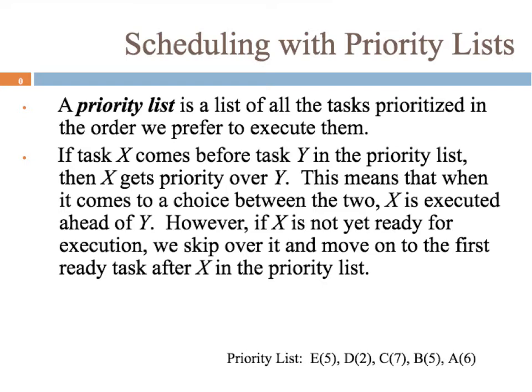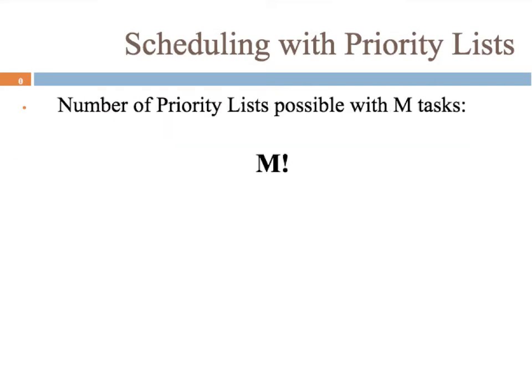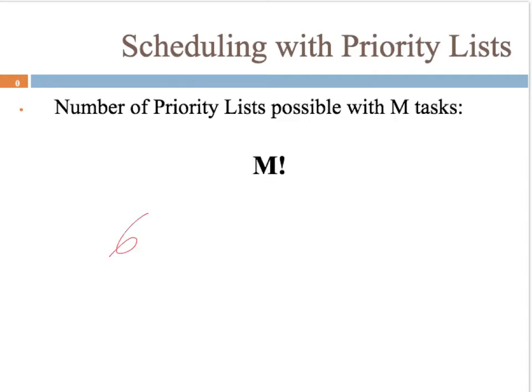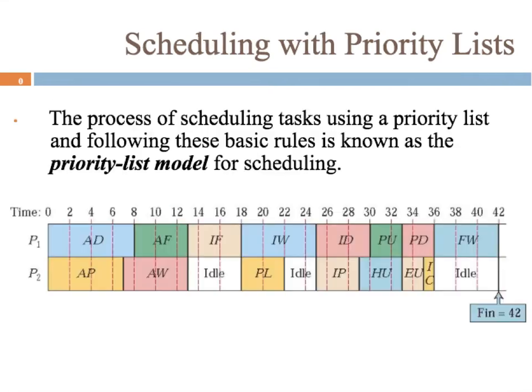Now, if X is not ready for execution, we're going to skip over it and move on to the first ready task after X in the list. The number of priority lists possible just comes from the number of tasks factorial. So say we had something like 6 tasks to be completed. That would just be 6 factorial, and that would come out to be 720 different lists. In the process of doing this, scheduling tasks using a priority list, we're going to call that the priority list model for scheduling.